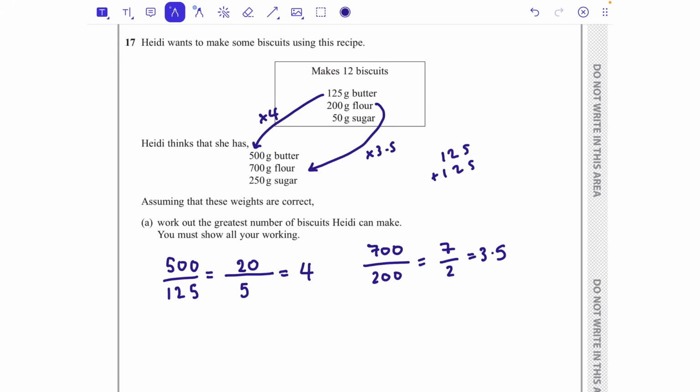And now with the sugar, we can see that from 50 to 250, 250 divided by 50 is the same as 25 divided by 5, which is 5. So we can times the recipe by 5 times for the amount of sugar. Now the thing that's limiting us is going to be that flour. The flour is the smallest number when we do the big divided by small. 3.5 times bigger is all we can do for that recipe.